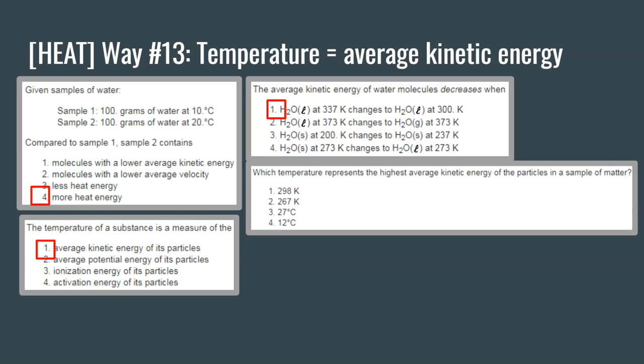Okay, to convert degrees Celsius to Kelvin, all we have to do is add 273 to the degrees Celsius value. When we do that for answer choice 3, 273 plus 27 will give us 300, and 273 plus 12 will give us 285. So 300 and 285 Kelvin.